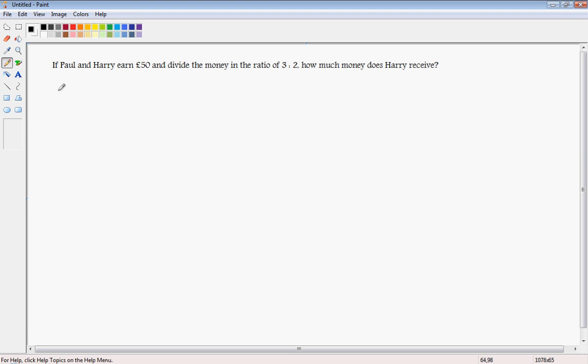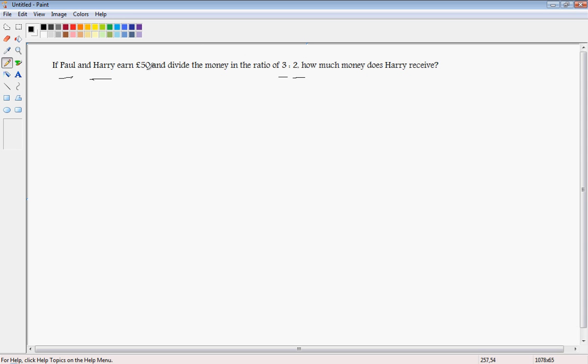Now, the first thing we need to know is that Paul and Harry are written in that order. So the ratios are written in the same relationship. So Paul, because he's written first, is the first number in this ratio. Harry becomes second, so he's second in this ratio. So Paul receives 3 shares, Harry receives 2.